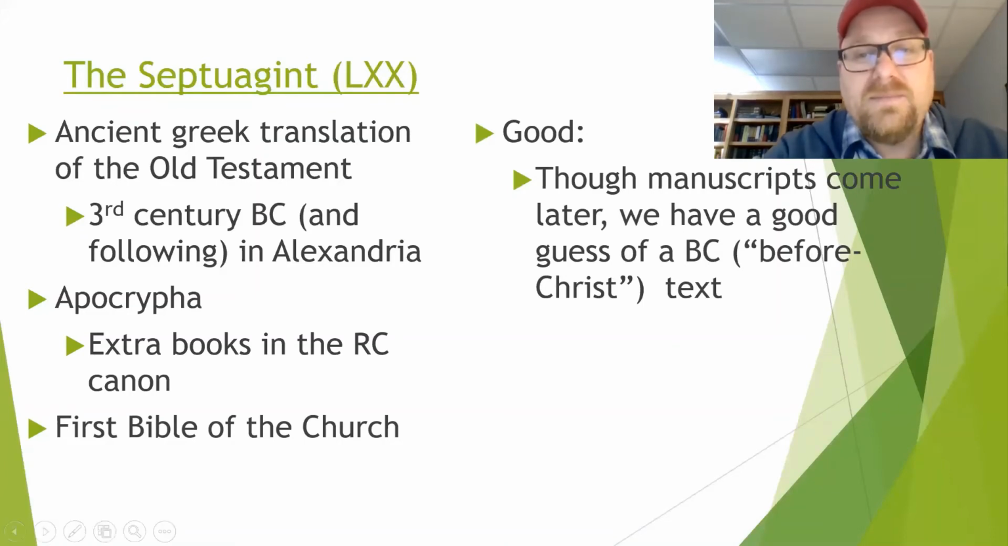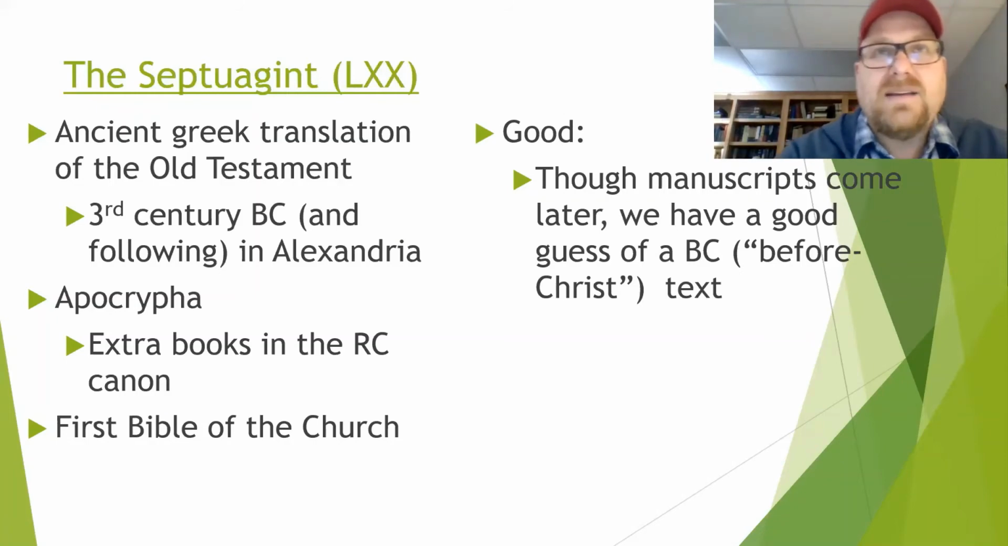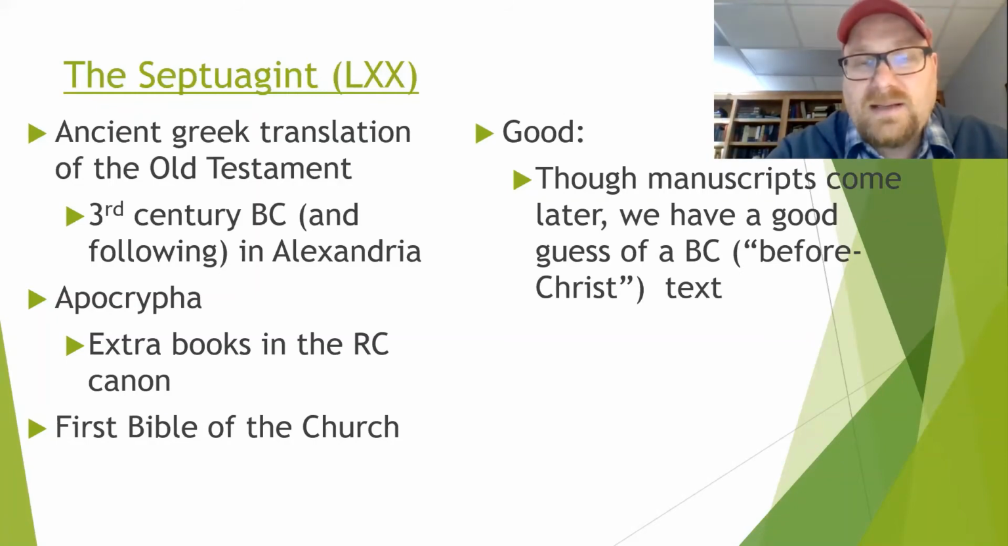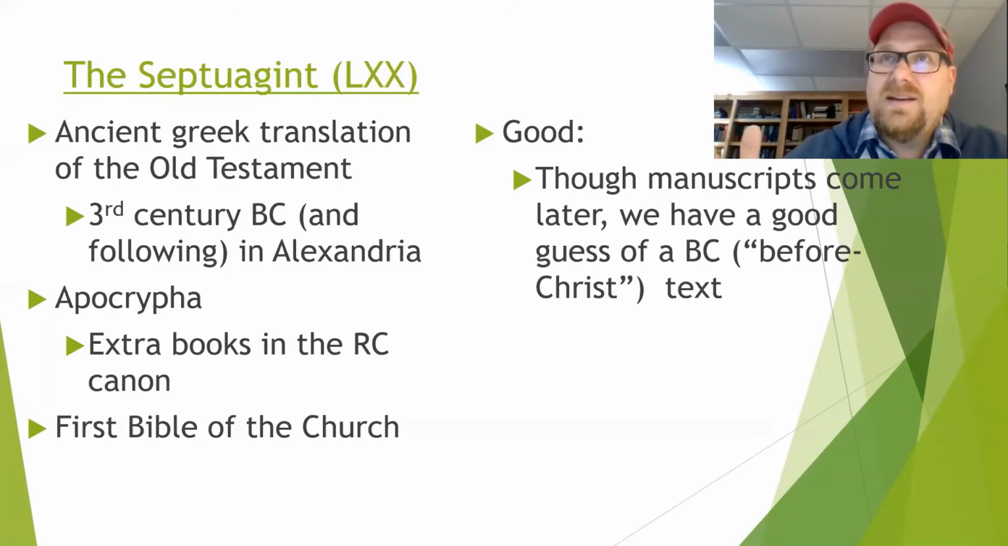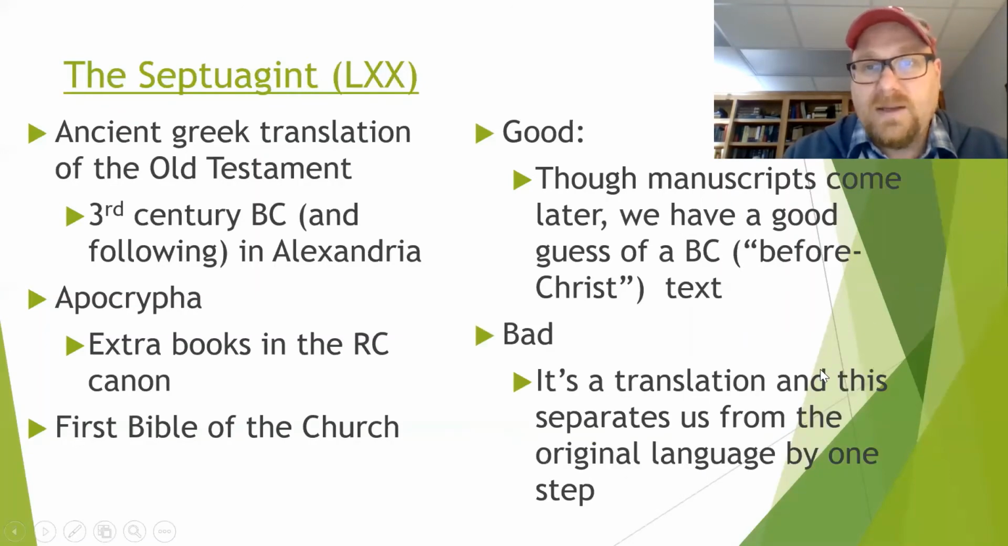The good is that though the manuscripts come from a later time period, we have a good guess of what the text looked like before Christ. So it's almost like translating the text in the year 200 BC. It sort of froze what the text looked like over 2,000 years ago. So that ancient translation has a way of getting us back to a time period that's before the Masoretic text. And so though the manuscripts come later in their Greek, we get a good snapshot of what that earlier text would have been. And here's what's bad about it.